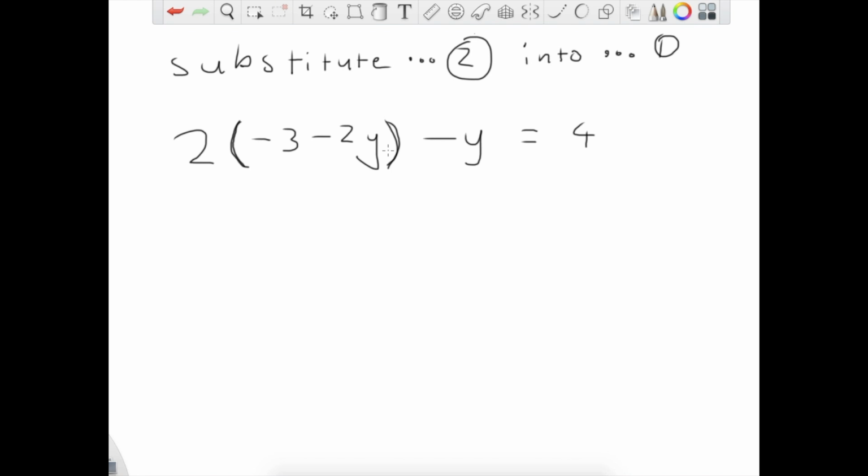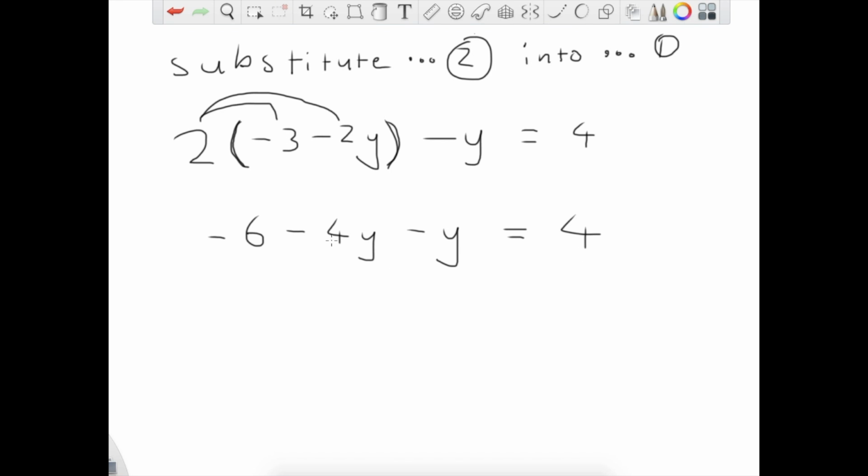And so the main strategy is to just get y by itself. Now I can't, this negative 2y and this minus y are separated by these brackets here. So first I actually have to expand these brackets. So I'm going to multiply this 2 onto these two terms. 2 times negative 3 is negative 6. 2 times negative 2y is negative 4y. Then we've got a minus y, and that's still equal to 4.